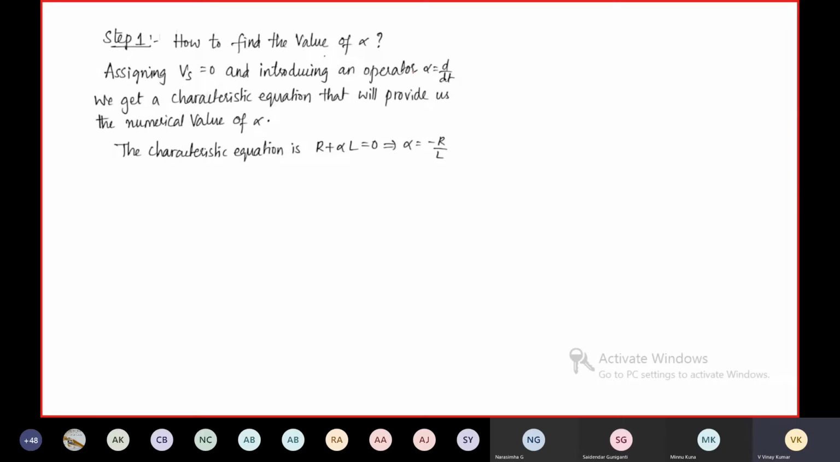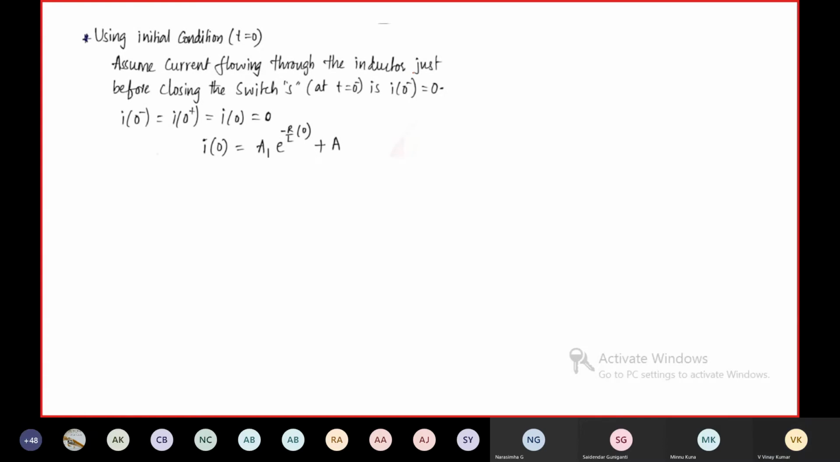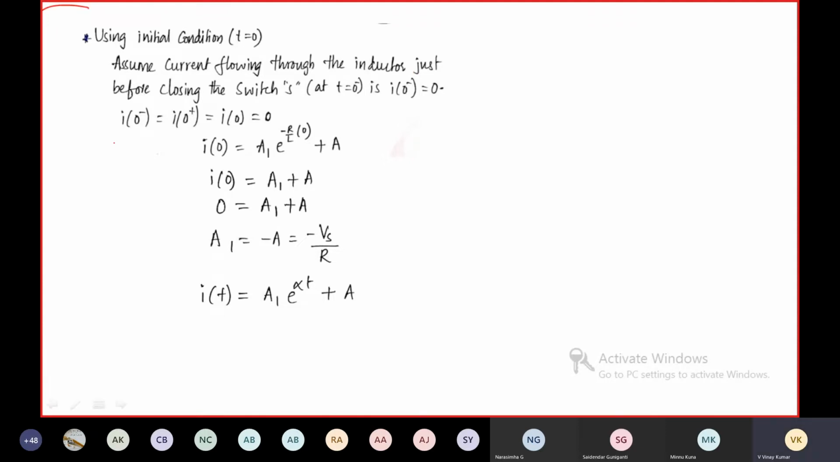From the homogeneous solution, you can find alpha. By using initial conditions, you can find the constant. You can find V1 by using initial conditions. Here, I of 0 minus is equal to I of 0 plus is equal to I of 0, which is equal to 0. Initially the current is 0, as this is an uncharged inductor.